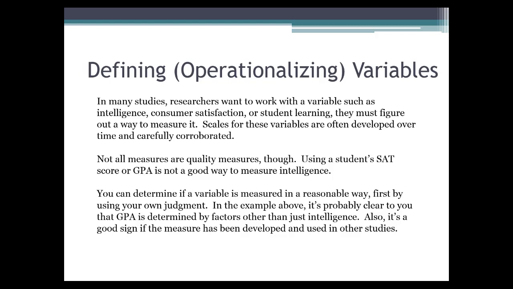But you always want to ask. I've seen where sometimes a student's SAT score or GPA is used as a measure of intelligence. That's probably not a good way to measure intelligence. So ask yourself when you read a study, how is the variable operationalized? You can kind of use your own judgment on that. You know that GPA is not a good way to measure intelligence. Look for a measure that has been developed by somebody with qualifications and used in other studies over time.